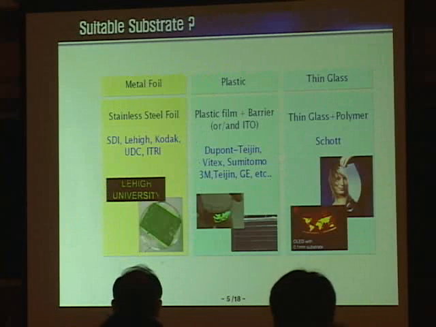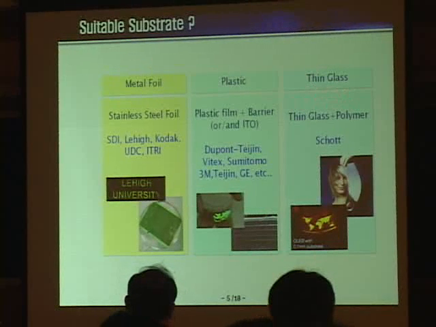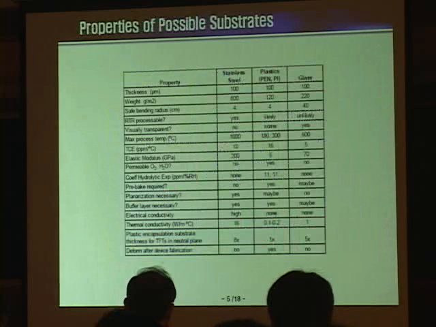Okay, so let's start with the substrate issue first. There are three types of candidates for the flexible substrate. The first one might be metal foil, the second one is plastic substrate, and the third one could be a very thin glass with a polymer coating layer to enhance or reinforce the brittle properties of glass. Next slide, please. One more, please.